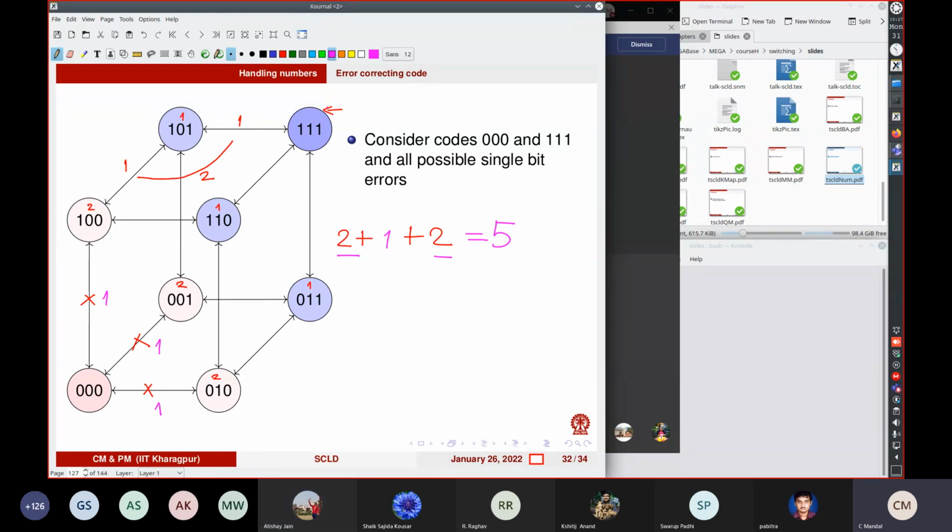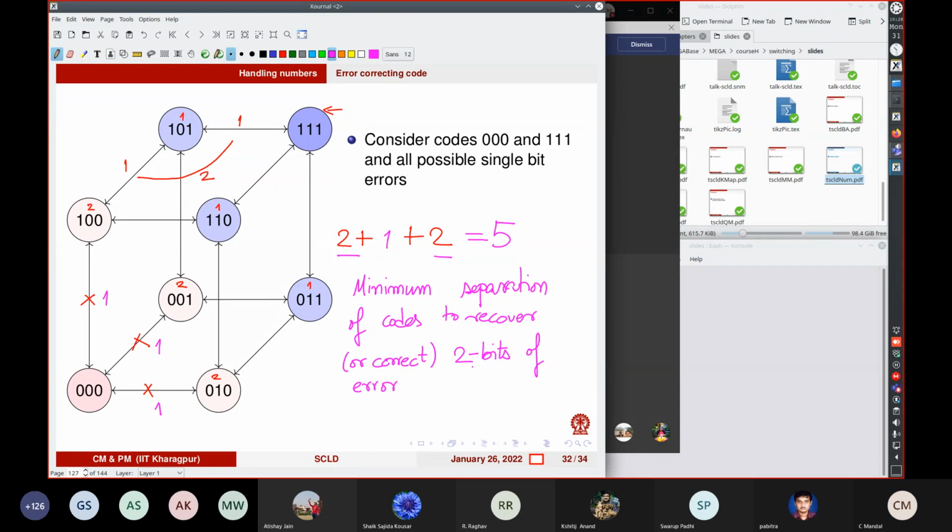This is the minimum separation of codes to recover or correct 2 bits of error. All right. Yes, sir.